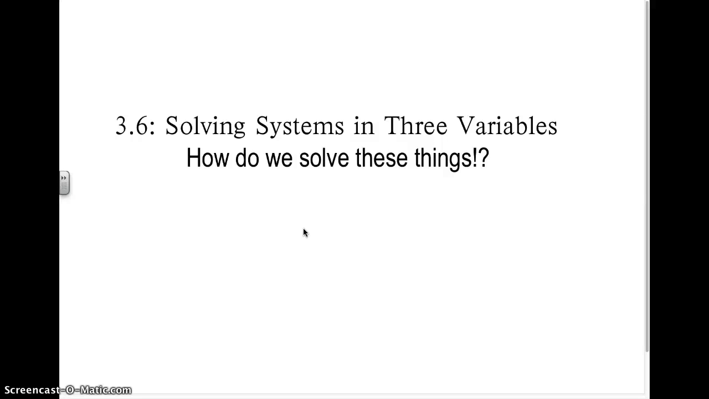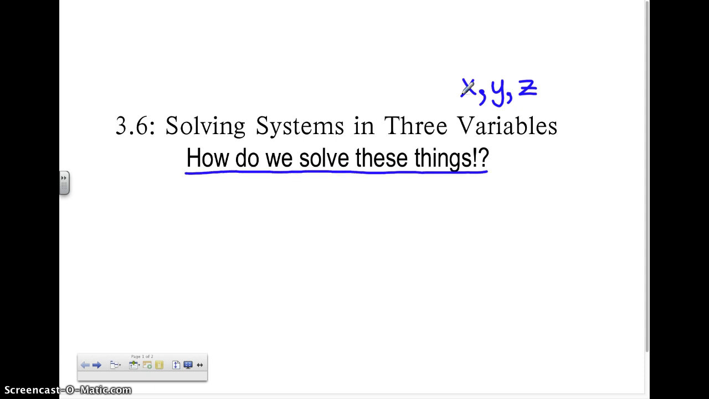Okay, so we're going to talk about how we solve a system in 3 variables. And when we say solve a system in 3 variables, we are actually meaning 3 equations with 3 variables, right? The number of variables tells you how many equations you need in order to solve, okay? And the real question here is, how in the world do we solve these things?